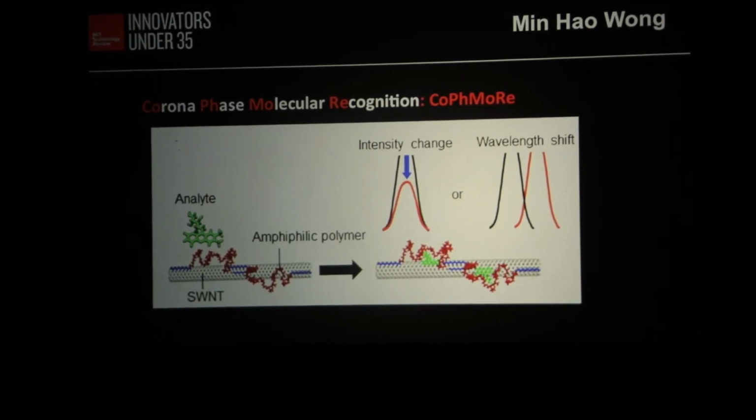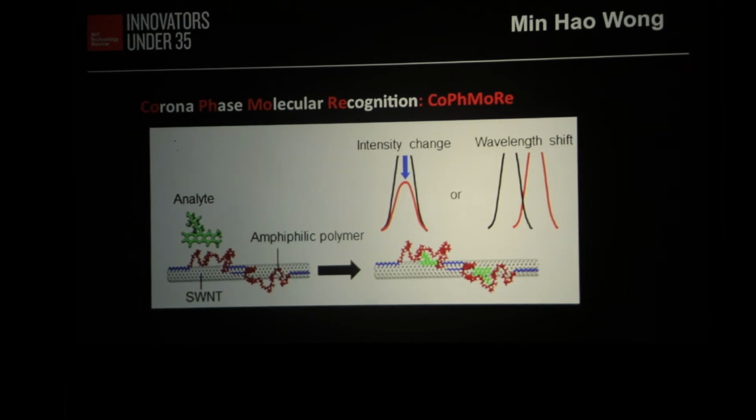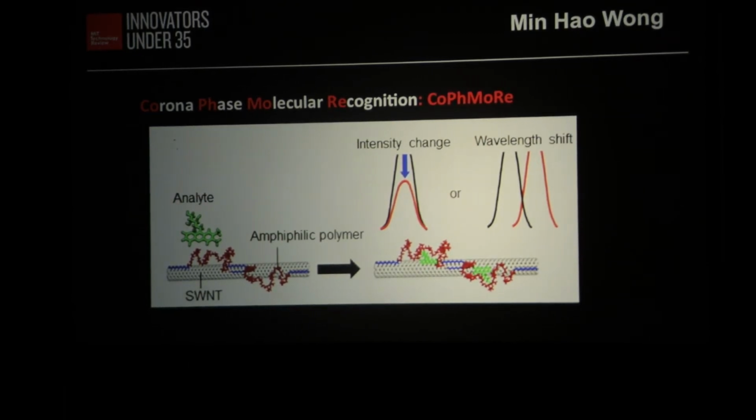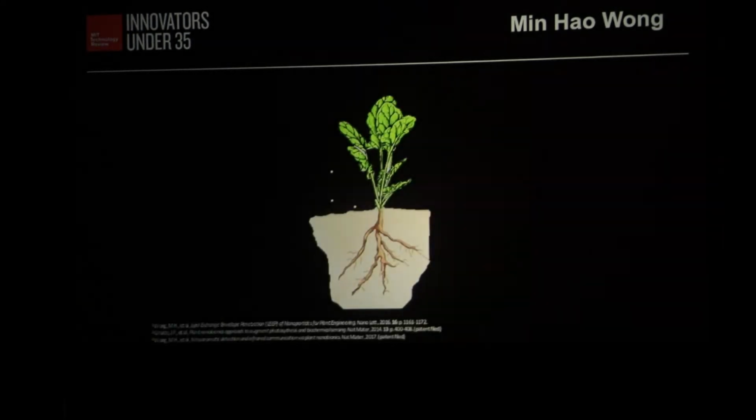And upon introduction of analytes, what happens is that there will be a change in emission spectra. So you either get an intensity change, quenching, or wavelength shift depending on the analytes and the polymers that you use to wrap the nanotubes with. So each analyte will have a distinct signature that you can accurately monitor thereafter.